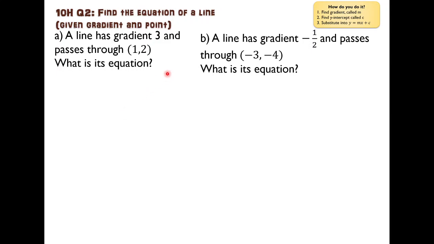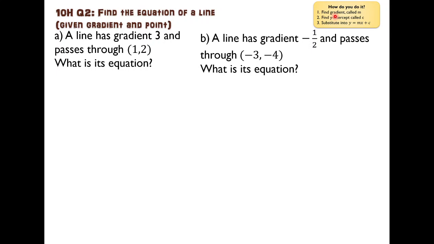We have some more questions here where we know a bit about the gradient or the slope, and we know a point that it passes through. So for example, we might know how quickly something is changing, and we might have collected one piece of data, one piece of matching x and y that lie on the line. Anyway, our job is to find the equation of the line, an equation where the gradient is 3 and it passes through this point.